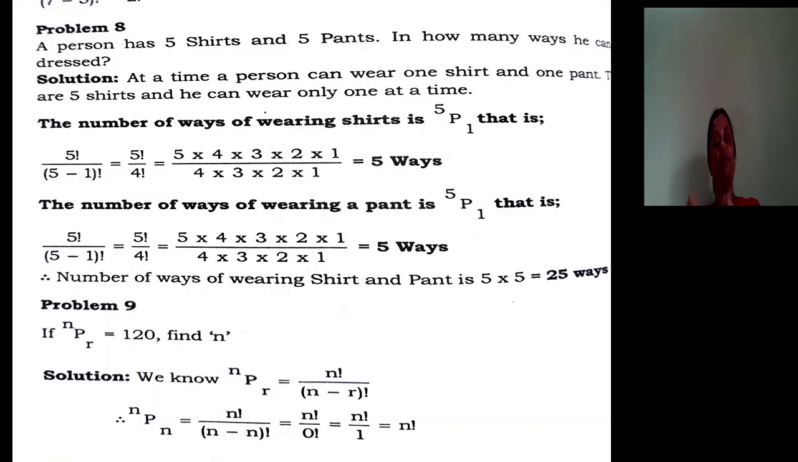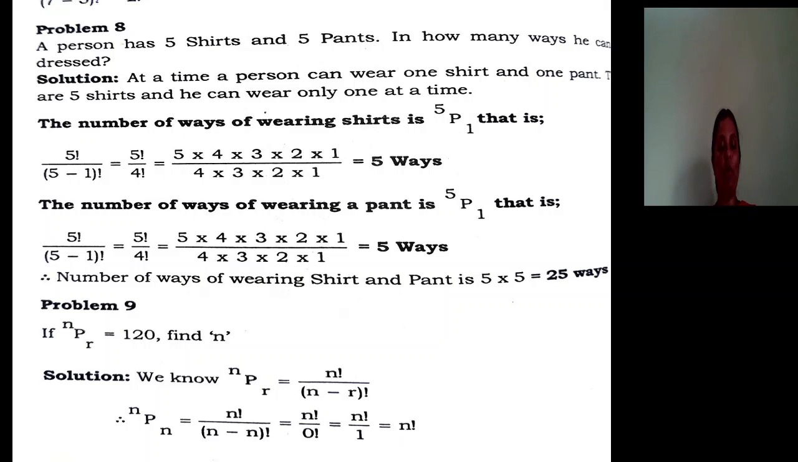So he is having 5 shirts, 5 pants. In how many ways can he be dressed? He can be dressed in 5 ways by wearing shirts, in 5 ways by wearing pants. So 5 into 5 means 25 ways. So this is all about calculating the number of ways in which that person can be dressed by making use of those shirts and pants.